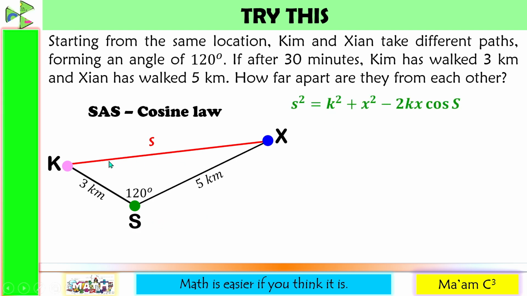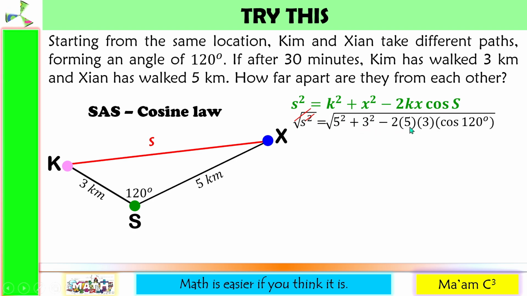K is the side opposite angle K, so this is 5. X is the side opposite angle X, so this is 3. Let us substitute those. We only need the value of S, so we're going to extract square roots on both sides. The radical symbol here and these two will cancel out. 5 squared is 25, 3 squared is 9.